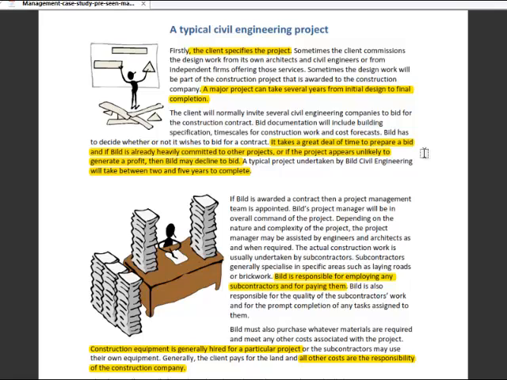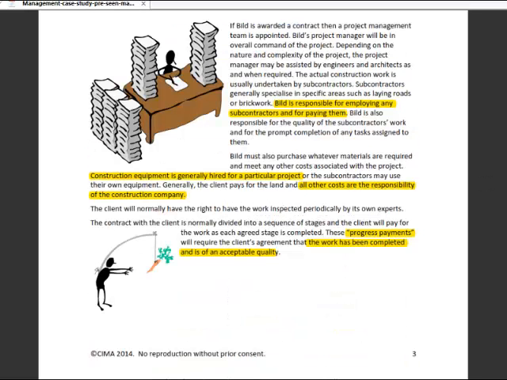A typical project undertaken by civil engineering will take between 2 and 5 years to complete. So if Build wins a contract, then it appoints a project management team and a project manager. Subcontractors do most of the work, but Build is responsible for finding and employing subcontractors and for paying them.